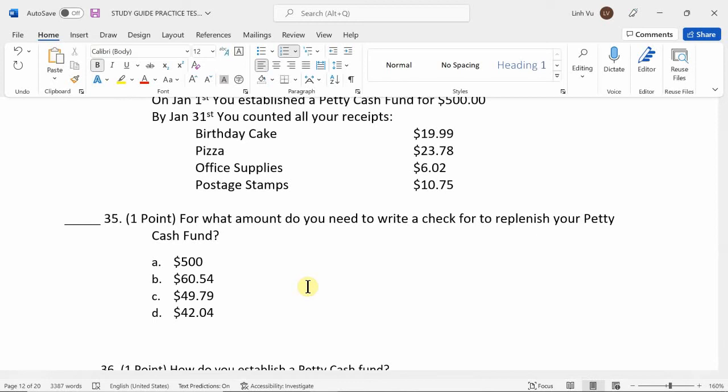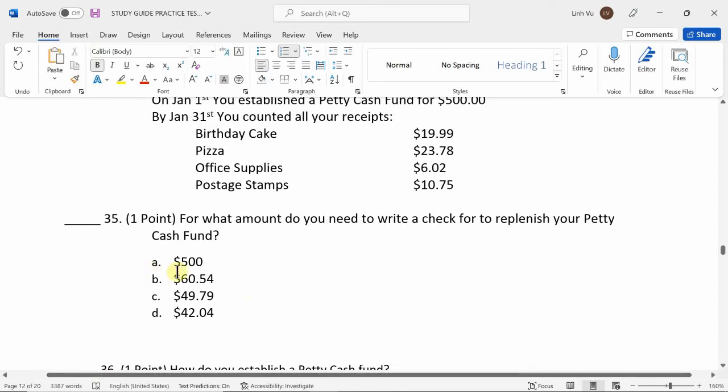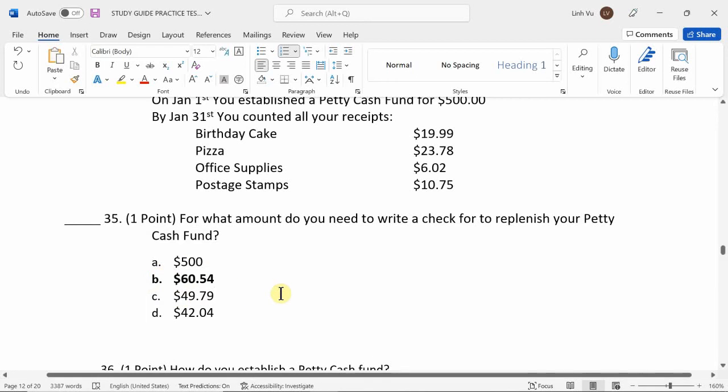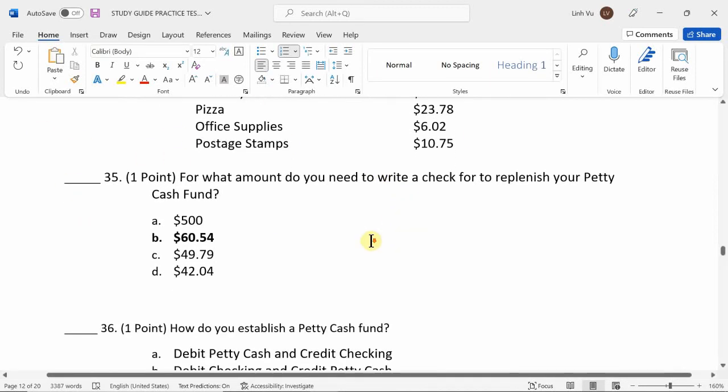It's $60.54. $60.54, because in this case, what do you need to do? What's the rule of replenishing your petty cash fund? You need to add up the receipts. Yep, the total paid out amount of receipts. Correct. So that means you should have a bunch of cash remaining left over. So all you have to do is just replace those receipts with cash. Okay? Trading them out for cash to replenish your petty cash fund.